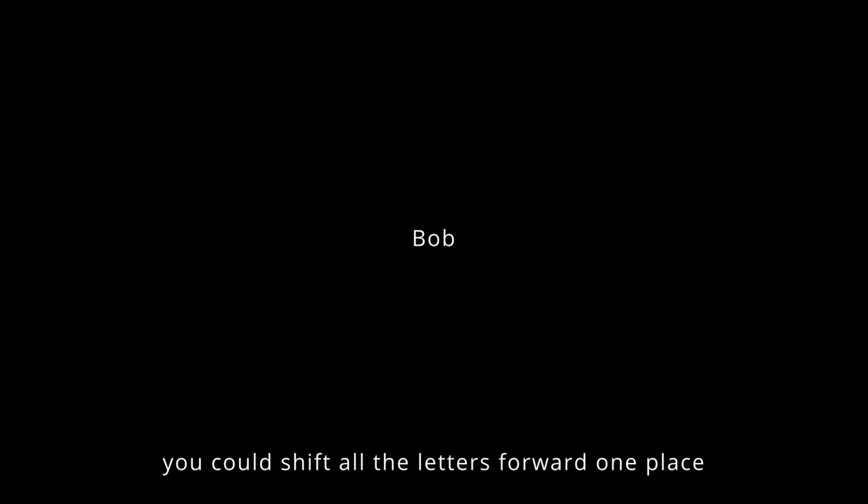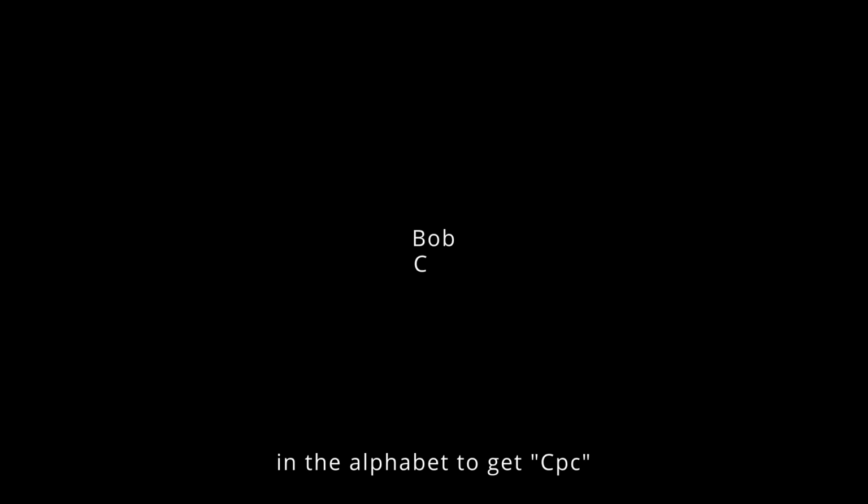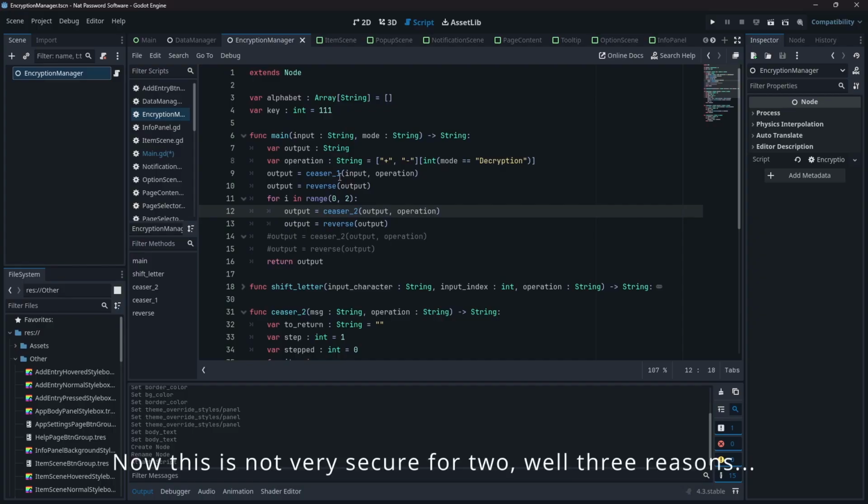You go through each letter and move them along the alphabet a certain amount of times. So if you took the name Bob, you could shift all the letters forward one place in the alphabet to get CPC. This is not very secure for three reasons.